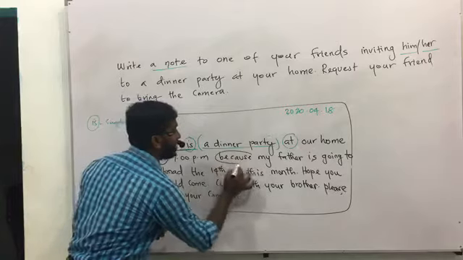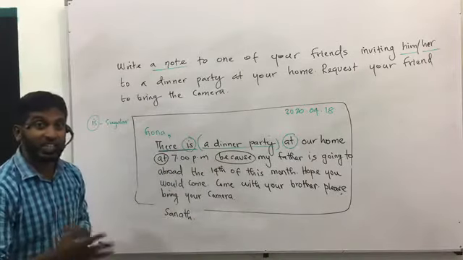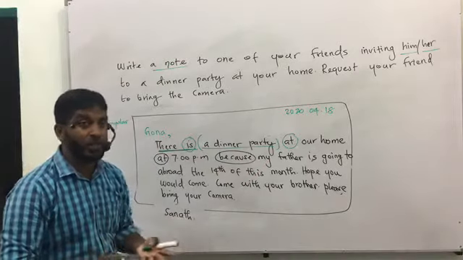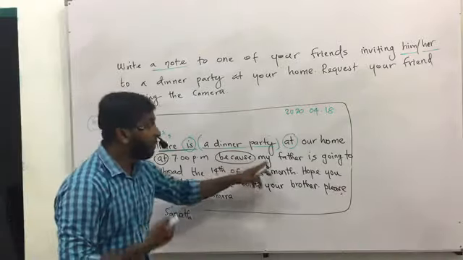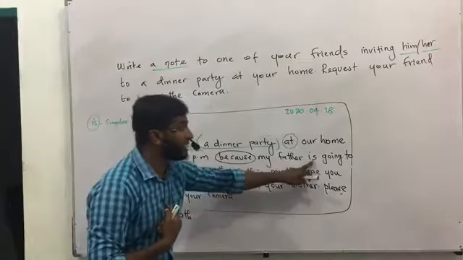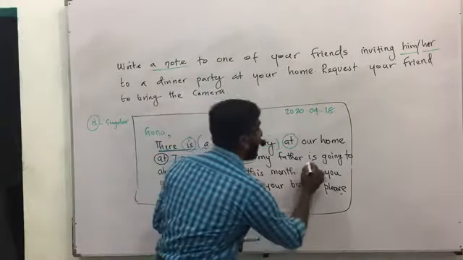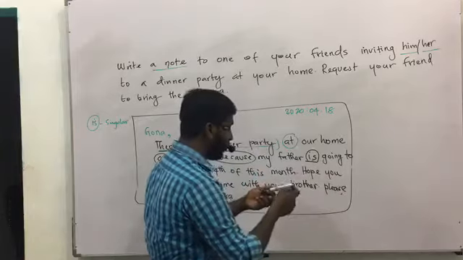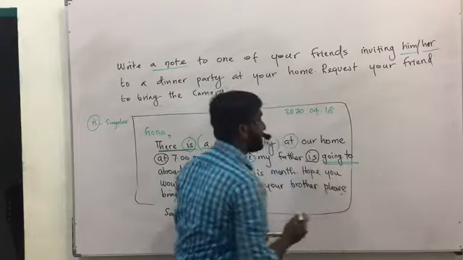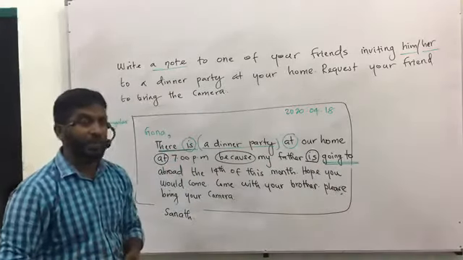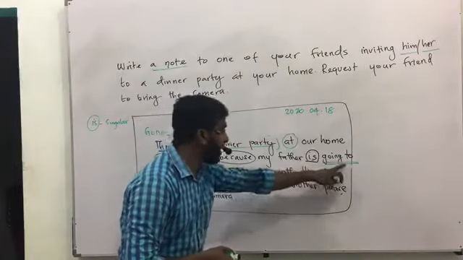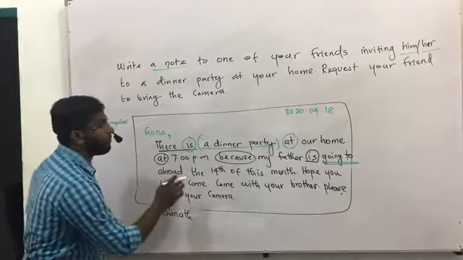The reason begins with because. You see here, the reason begins with because. Because why? Why have you arranged a dinner party at your home at 7 p.m.? Because my father is going abroad. Because my father is. Here you can ask me why after this is, why have you put going to form. This is present continuous form. It is grammar knowledge, so we will see later on, inshallah. So my father is going abroad on the 14th of this month.